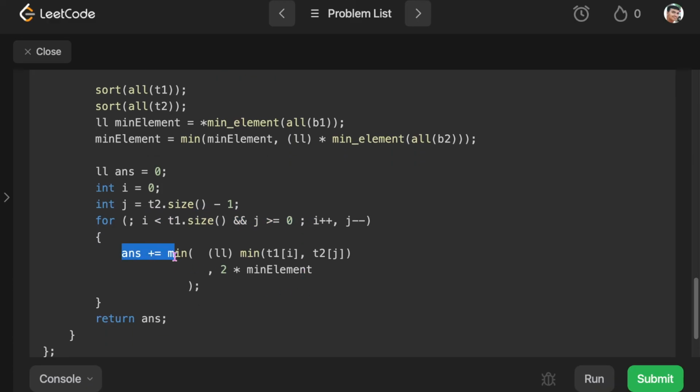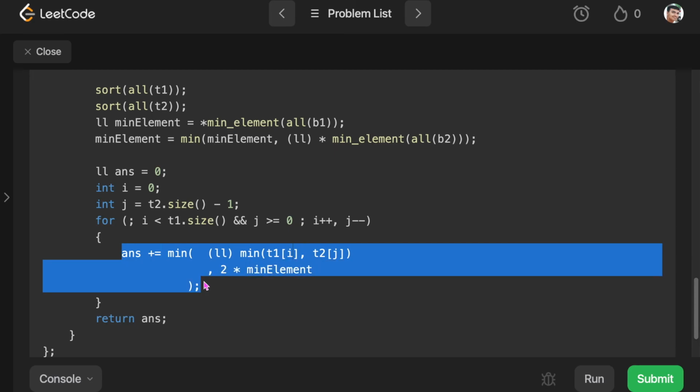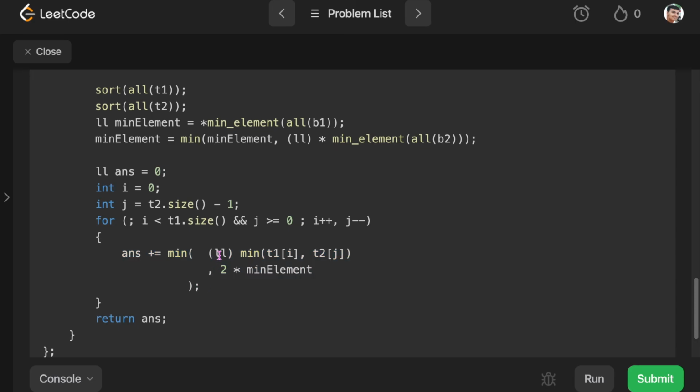And this is the operation in which we are getting the minimum cost. This is basically the cost for one transaction system, that is the minimum of T1 of I, comma T2 of J. And this 2 into minimum element is the cost if we are doing 2 transactions through a minimum element. So whatever be the minimum cost, we add it to our answer and we finally return our answer.